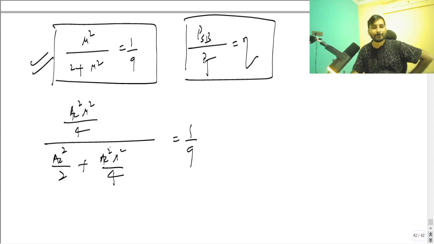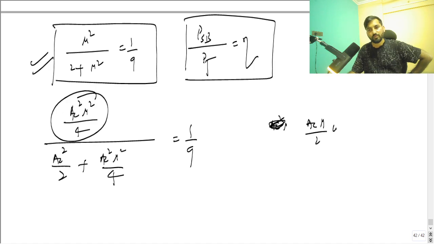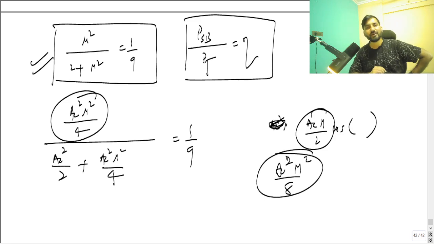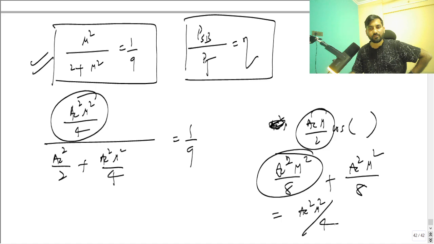Why have I written Ac square mu square by 4? You know that since Ac mu by 2 cosine something is given, the power here is going to be, what is the RMS value? That is Ac mu by 2 root 2. So Ac square mu square by 8 is going to be the upper sideband power, and the lower sideband power is also going to be the same. So if you add this, you will get Ac square mu square by 4. So these many steps you have to do.